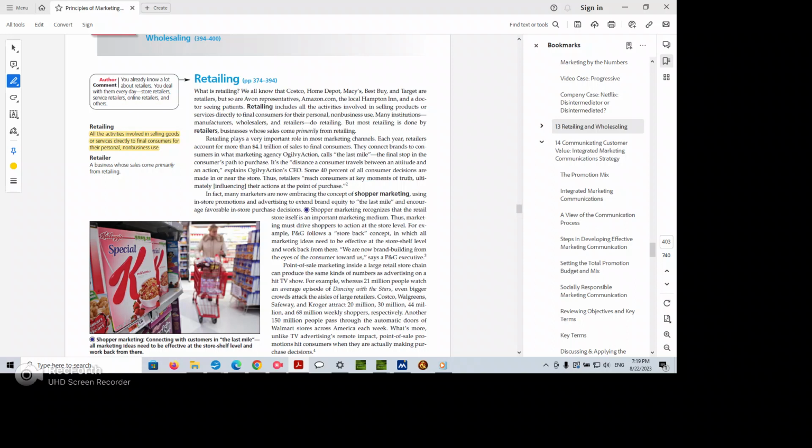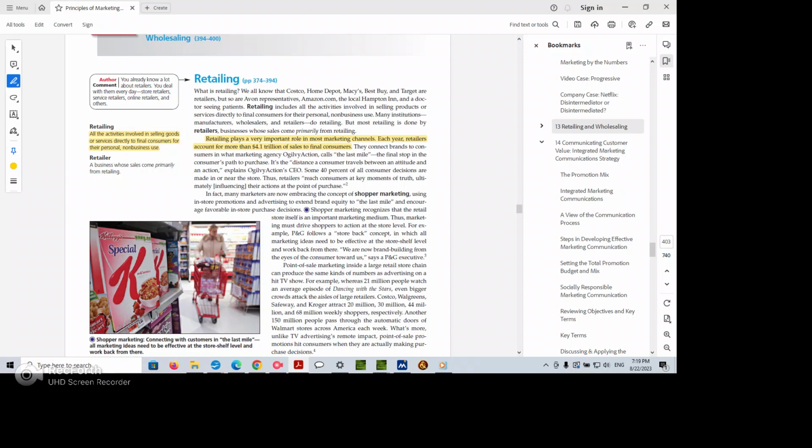All right. Now that we've got that out of the way, let's talk about why it's important. Retailing plays a very important role in marketing channels. Each year, retailers account for more than $4.1 trillion in sales to final consumers. So the sheer volume of it is staggering.